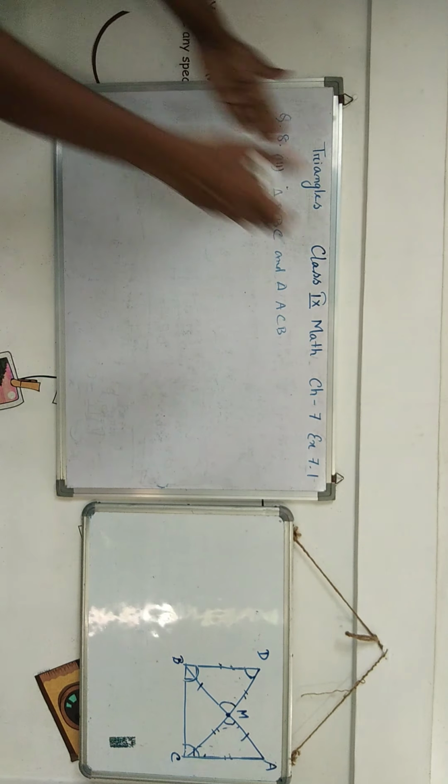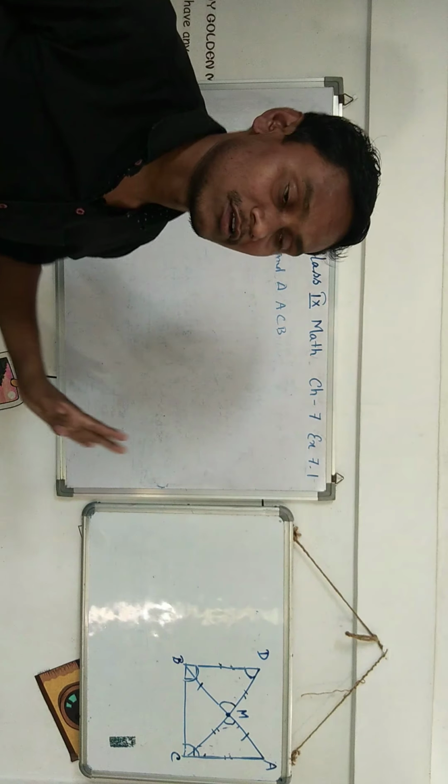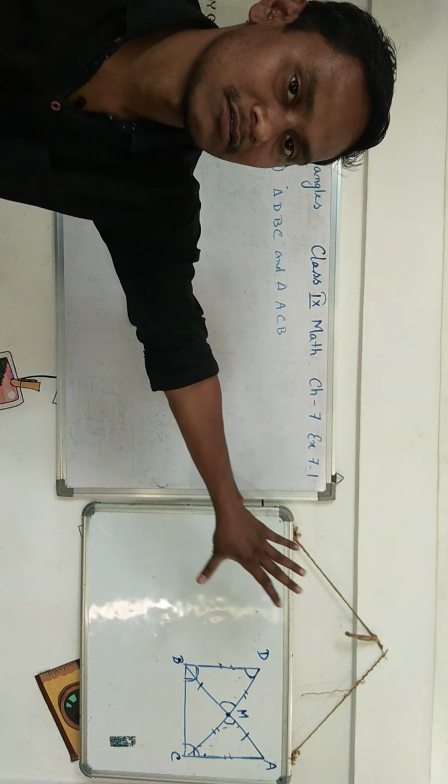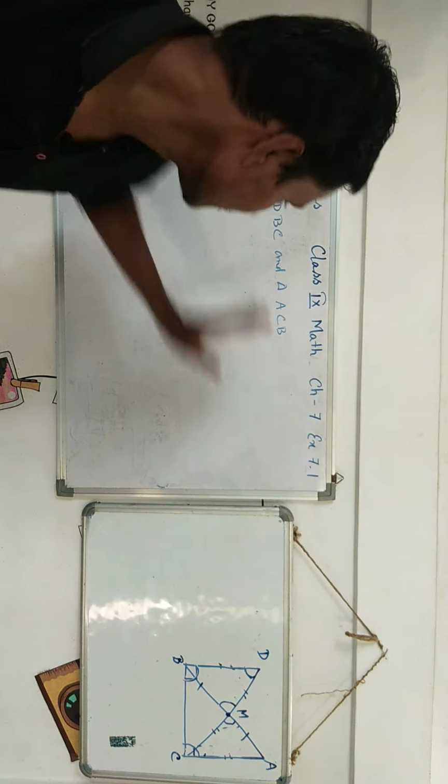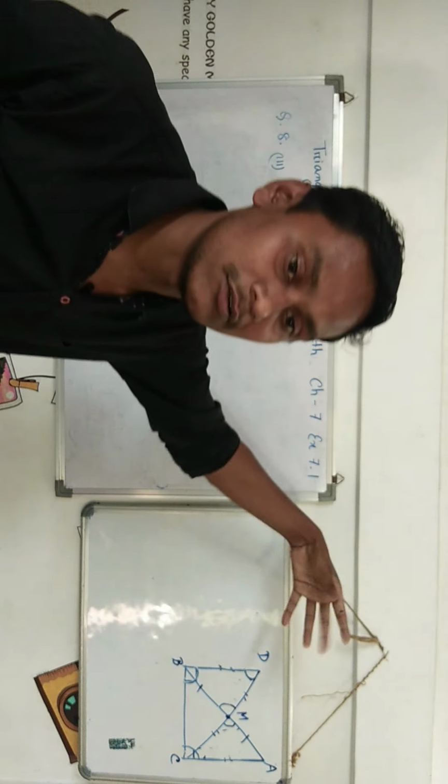We have to show that these two triangles are congruent. So simple. Take the two triangles. Look at which parts are equal within those two triangles. Which parts are equal? You just look at it.